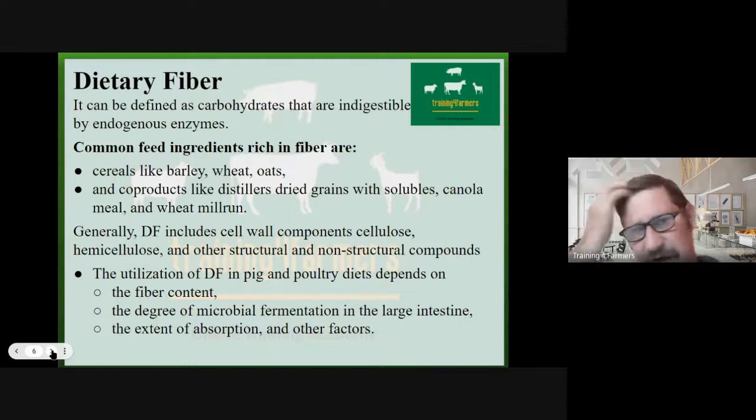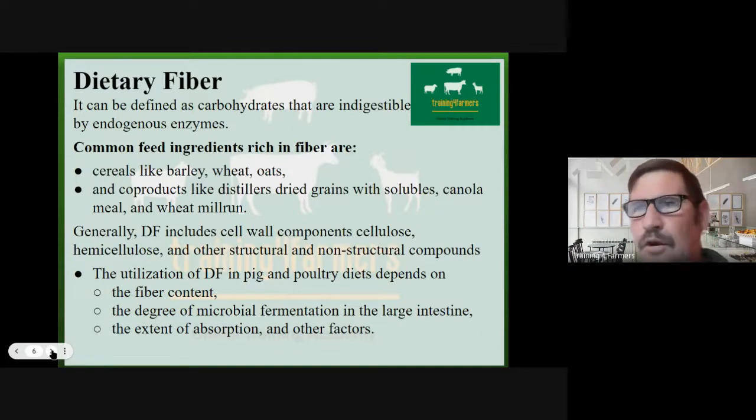Now, dietary fiber and so on. So we said that's sort of the cell wall part of plant cells and so on. You can define fiber as carbohydrates that are not digestible by enzymes. Okay, so by our enzymes, that are in-body enzymes and so on. You can add enzymes outside of the body, but in the animal, the enzymes that are there, if they can't digest it, then it's classed as fiber.